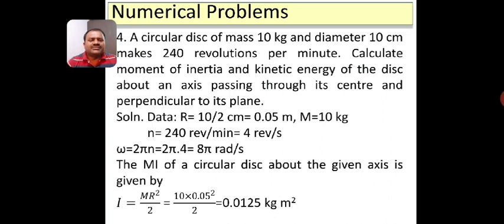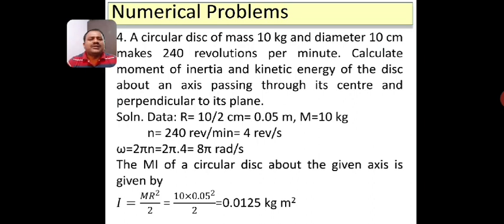And then mass is given as 10 kg. And number of rotations are 240 revolutions per minute. So if you convert it into seconds, you will get 4 revolutions per second. So using that, you can calculate omega as 2 pi n, or 2 pi into n is 4. Therefore, 8 pi radians per second is the angular velocity of the disk.